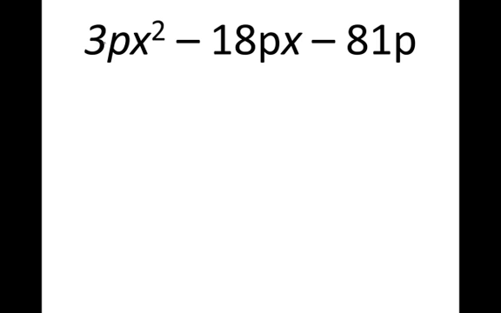So here I have 3px squared minus 18px minus 81p. So right away I could see I could take out a p from every single term here. So I'm going to divide each one by p. And then at second look, I could see here that 3, 18, and 81 are all divisible by 3. So I could actually divide each term by 3 as well. Alright, so I'm going to have my 3p outside my brackets.